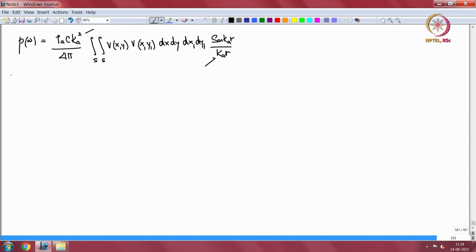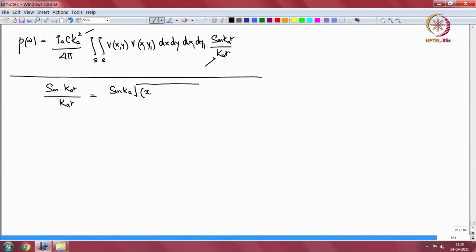Now, we have sin kar by kar, which is written as, if you recall the R definition, sin of ka times the square root of (x minus x1) whole squared plus (y minus y1) whole squared, divided by ka times the square root of (x minus x1) squared plus (y minus y1) squared. Okay.